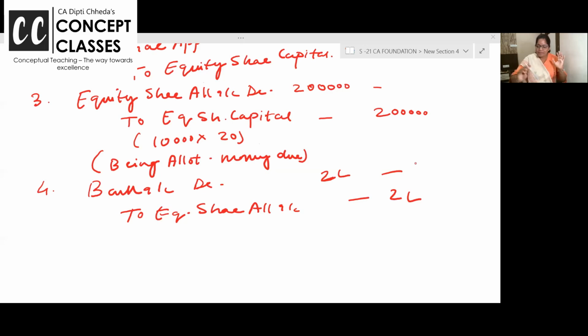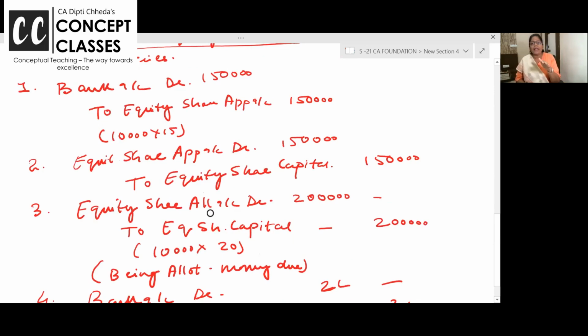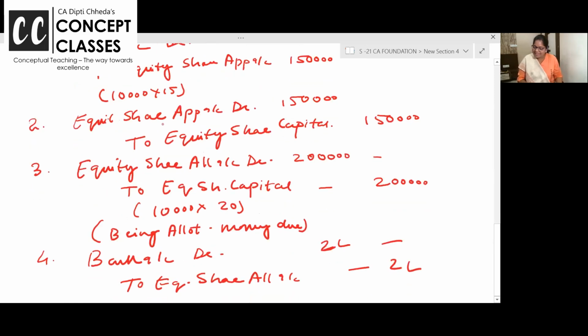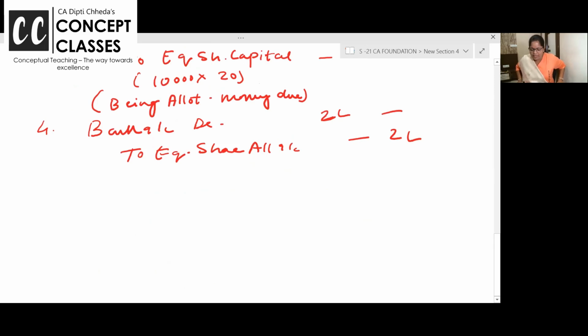Okay, there was some disturbance once again. To get into the flow, what do we do? Bank to share application. This looks very easy, but do it well at the base level so that oversubscribed, undersubscribed and refund are clear to you. Bank to equity share application is received first and then transferred to capital. Allotment will become due first and then bank to share allotment. Okay? Now you have done the allotment also.